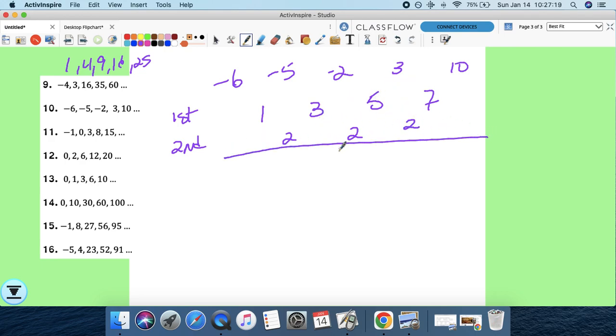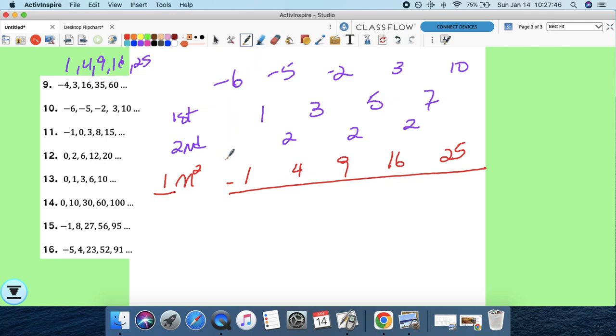Alright. So, first difference we got 1, 3, 5, 7. Second difference we got 2, 2. So the coefficient in front of my n squared is just going to be 1. Oh, that's a nice part. So it's just 1, 4, 9, 16, 25. Let's subtract.